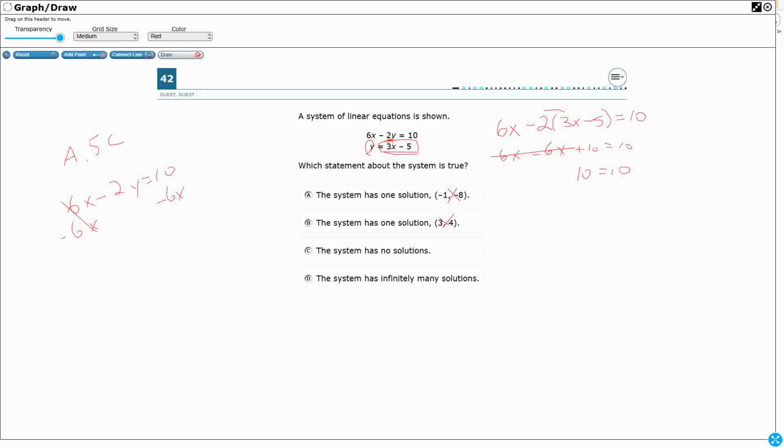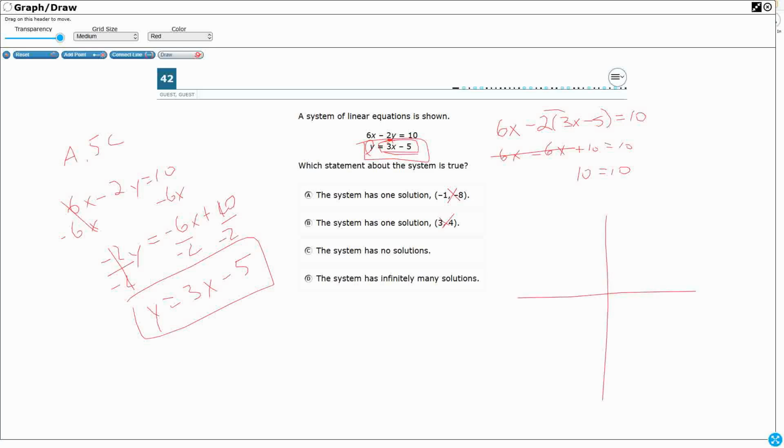Okay, so I've got negative 2y equals negative 6x plus 10. Divide each side by negative 2. And then I'm just going to get y equals 3x minus 5. Now that's interesting. Look at that. I just changed this into slope-intercept form, and I wanted to isolate the y, and guess what I got? y equals 3x minus 5. y equals 3x minus 5. It's the exact same. It's two different equations, right?